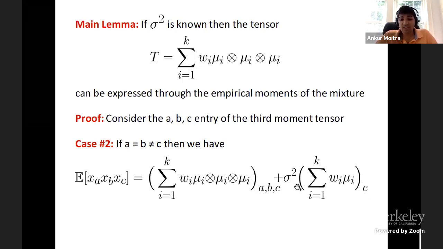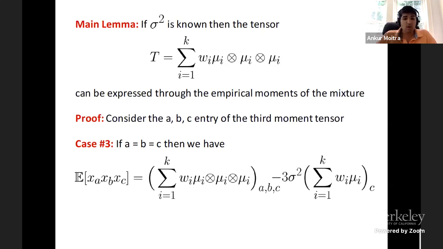But if I know sigma squared, then I can actually remove this extra factor and subtract off something to correct the moment so that I really do get the ABC entry of T, because this is really just sigma squared times the first moment of the distribution. I can compute the first moment. So the same thing happens when A equals B equals C. It's just a different correction term. So it's minus 3 times sigma squared times, again, the first moment. And that's the proof, right?